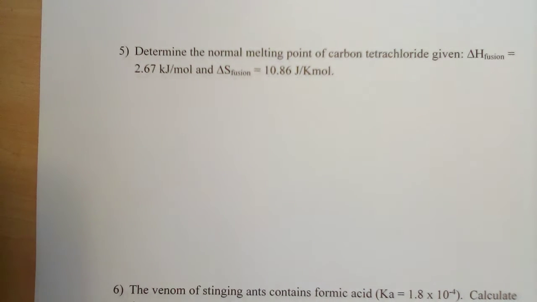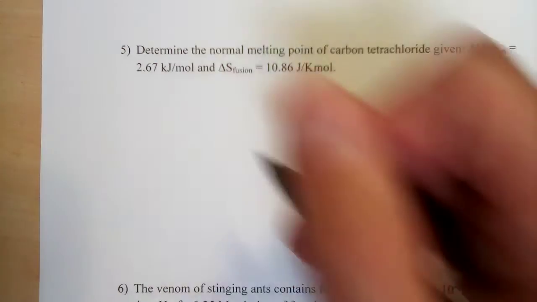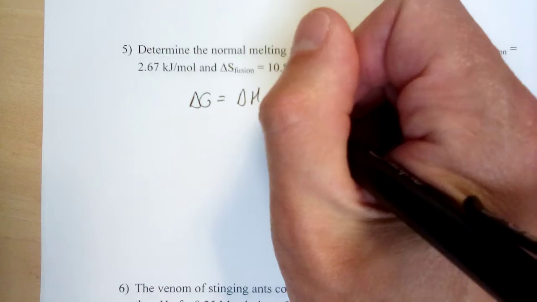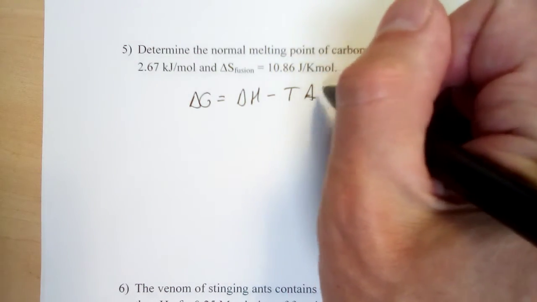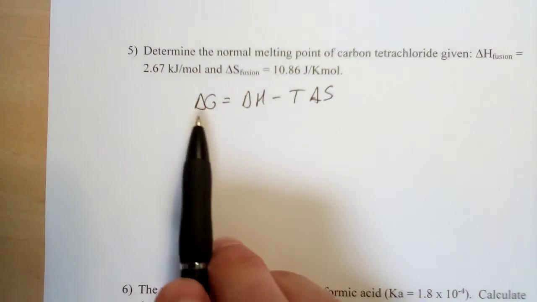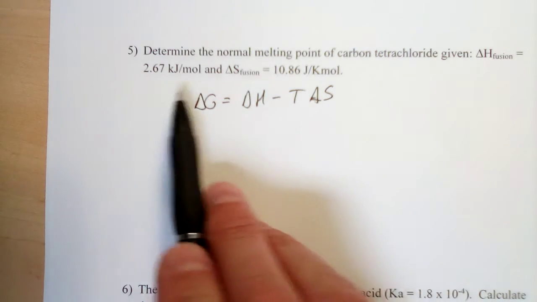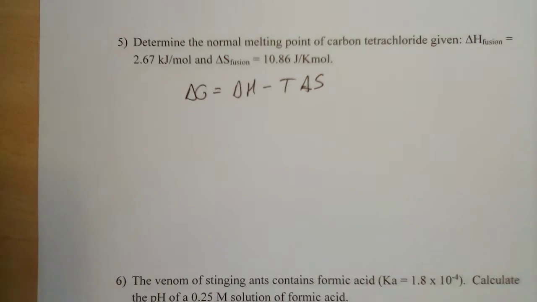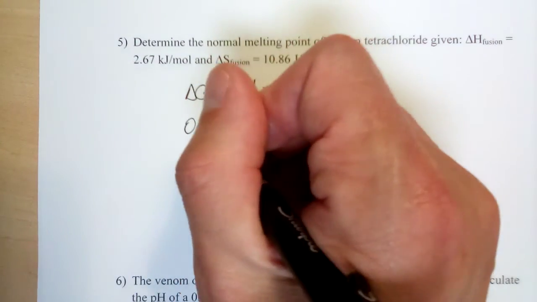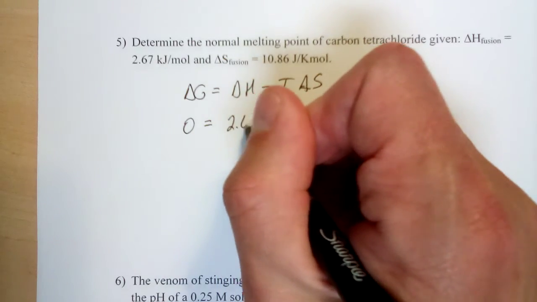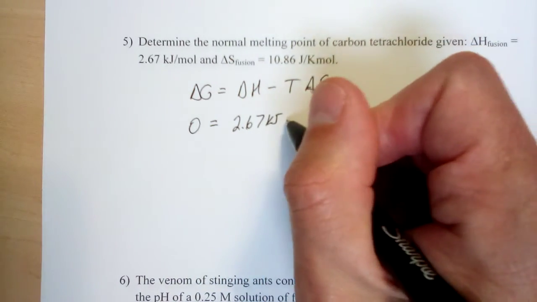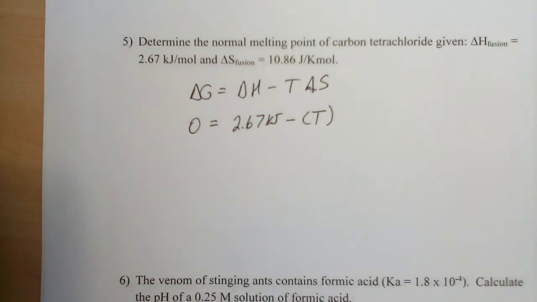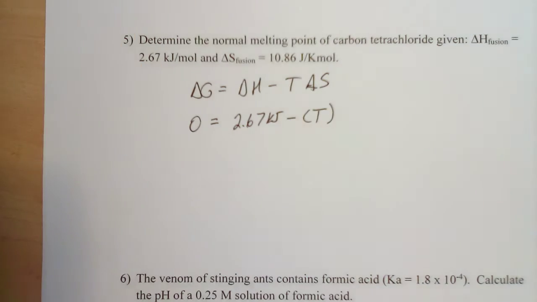Well, at equilibrium, that means delta G is equal to 0. So if we start to plug into this equation for free energy, we can plug in 0 for free energy, we can plug in the values here for entropy and enthalpy, and we can solve for the temperature. So if we do that, 0 for delta G, 2.67 kilojoules for delta H. The temperature, I'll just call T, that's what we're going to solve for. And now I need to multiply by the entropy change.